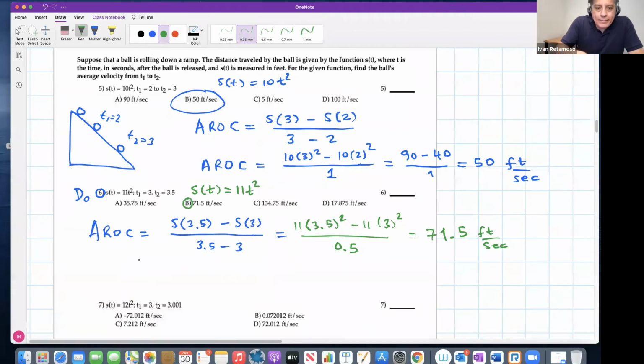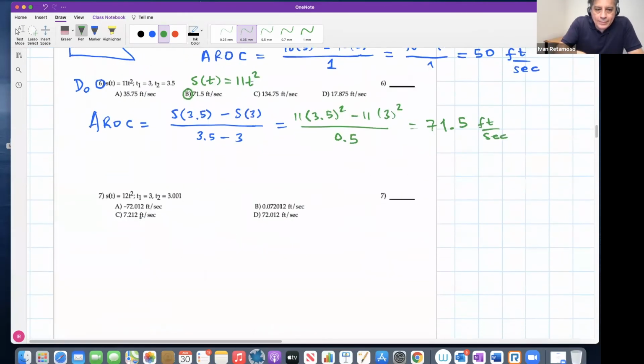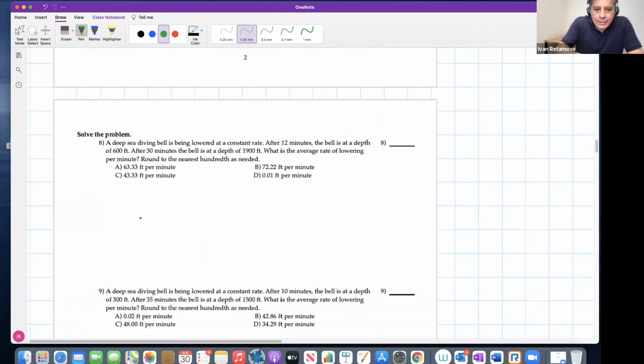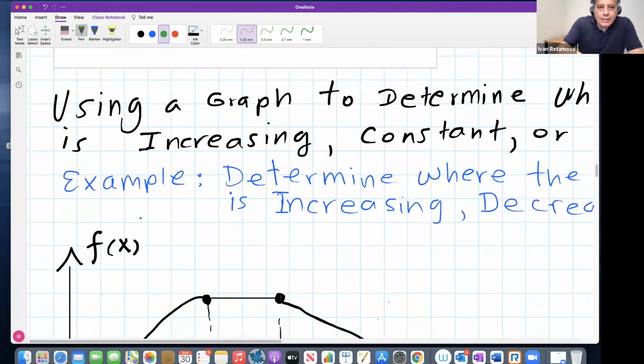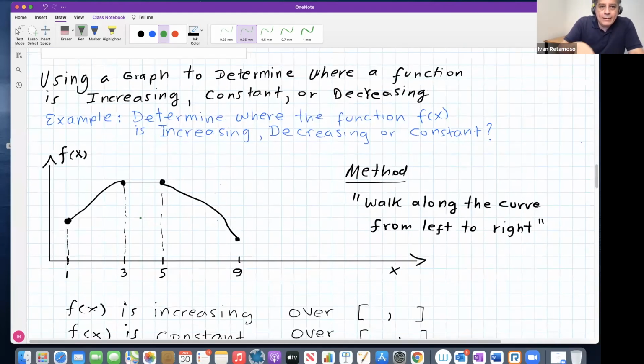Moving on, guys. The rest you can do at home. This uses the formula twice. You'll be fine. Now let's talk about using the graph to determine where a function is increasing, constant, or decreasing.